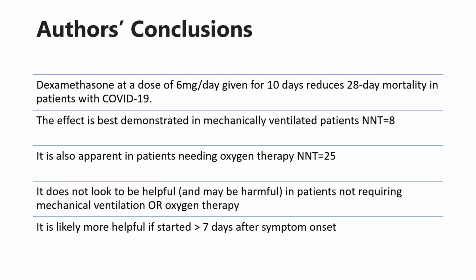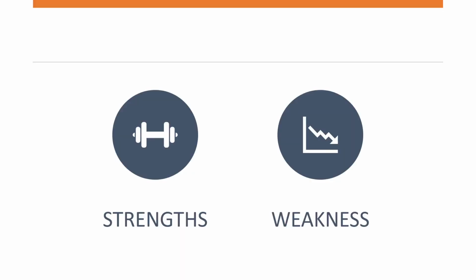Finally, the author's conclusions were dexamethasone at the dose of 6 mg per day given for 10 days reduces 28-day mortality in patients with COVID-19. The effect is best demonstrated in mechanically ventilated patients. The number needed to treat was 8, and it is also apparent in patients needing oxygen therapy. The number needed to treat was 25 patients, and it does not look to be helpful in patients not requiring mechanical ventilation or oxygen therapy. It is likely more helpful if started greater than 7 days after symptom onset.